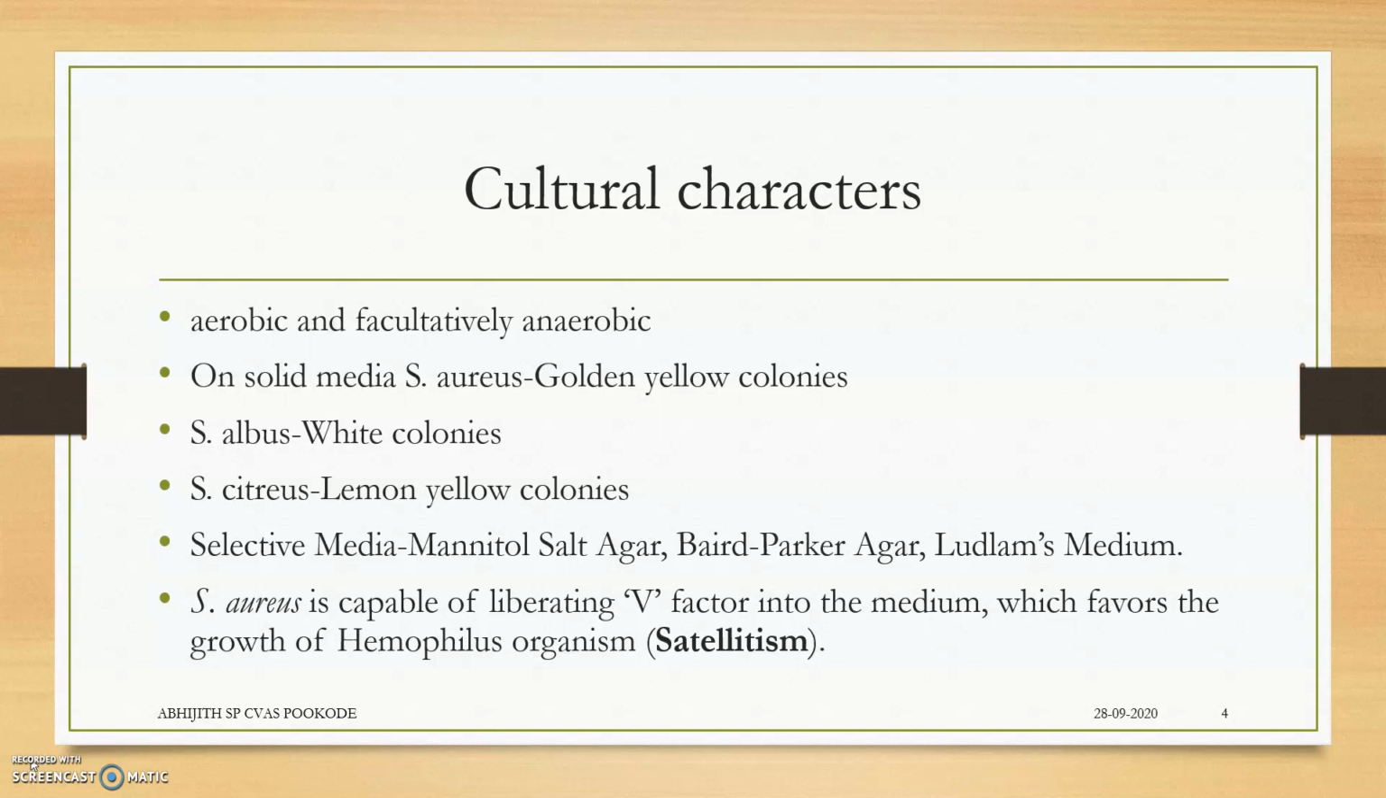Mannitol salt agar is the selective media because it contains salt and this organism is halophilic. That is, they selectively multiply in the presence of salt. Now, Staphylococcus is capable of liberating V factor into the medium, which favors the growth of Haemophilus organism. This mechanism is known as satellitism, and I'll be doing a different video on satellitism. So please watch it.